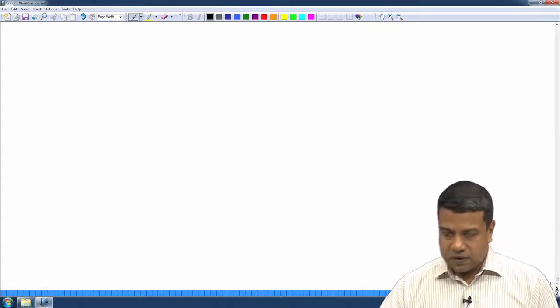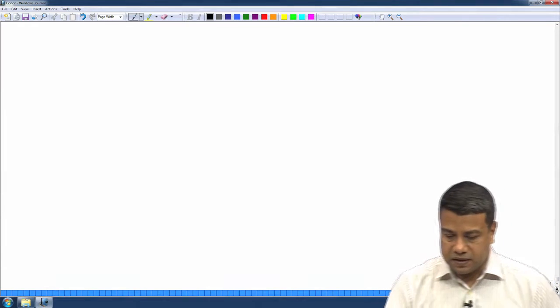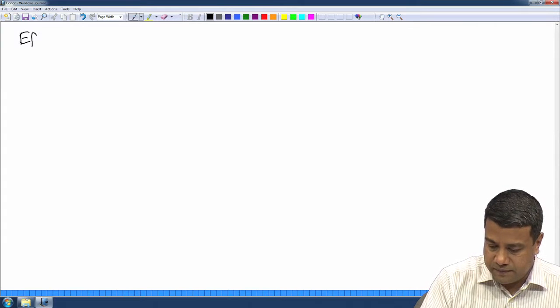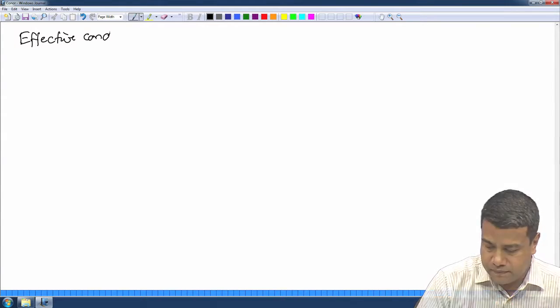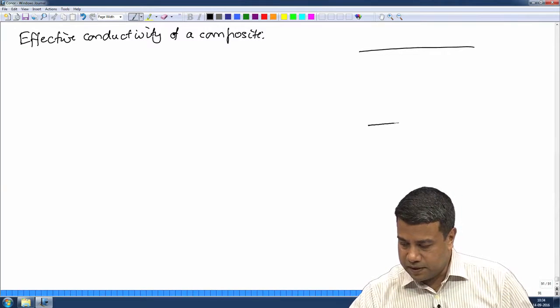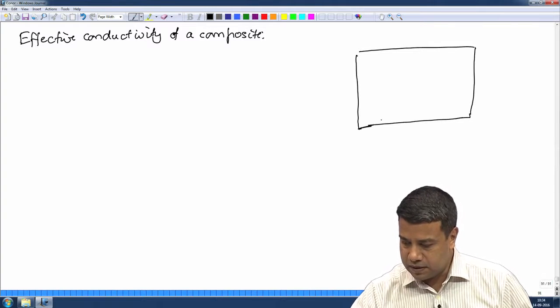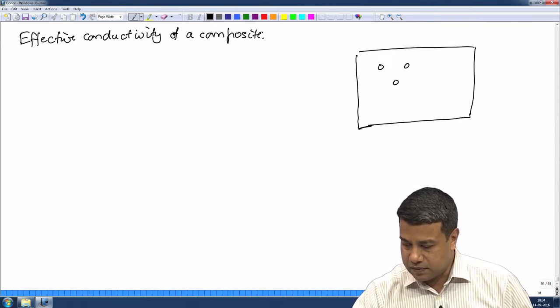In this lecture, we will solve a slightly more complicated problem, and that is the effective conductivity of a composite. So, what you have is a composite material which consists of a matrix and spherical particle inclusions.